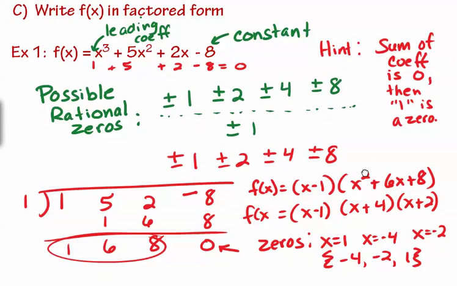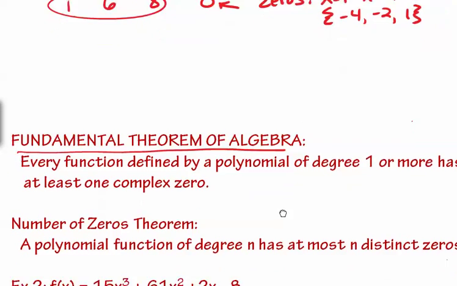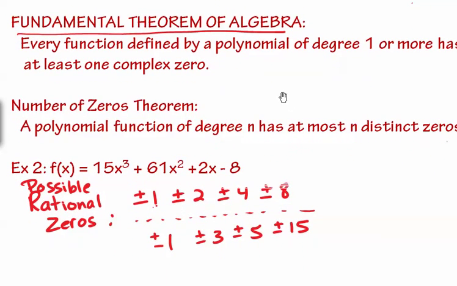Okay, before we do another example, a couple important theorems. This one is called the fundamental theorem of algebra. Can't sound much more important than that. The fundamental theorem of algebra. And it says that every function defined by a polynomial of degree 1 or more has at least one complex 0. So what does that tell us? It says every polynomial has at least one answer.